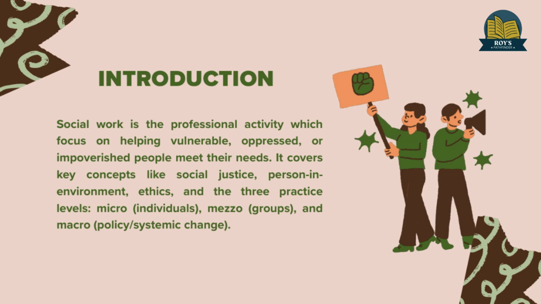Social work operates on three main levels of practice. The micro level focuses on individuals, working directly with people to address their specific needs. The mezzo level involves groups, supporting families, teams, or communities to foster change. And finally, the macro level looks at policy and systemic change, aiming to improve social structures and advocate for broader social justice. All these elements come together to form a holistic approach, which is central to the overall theme of this presentation, highlighting how social work is about creating positive, lasting change at every level of society.